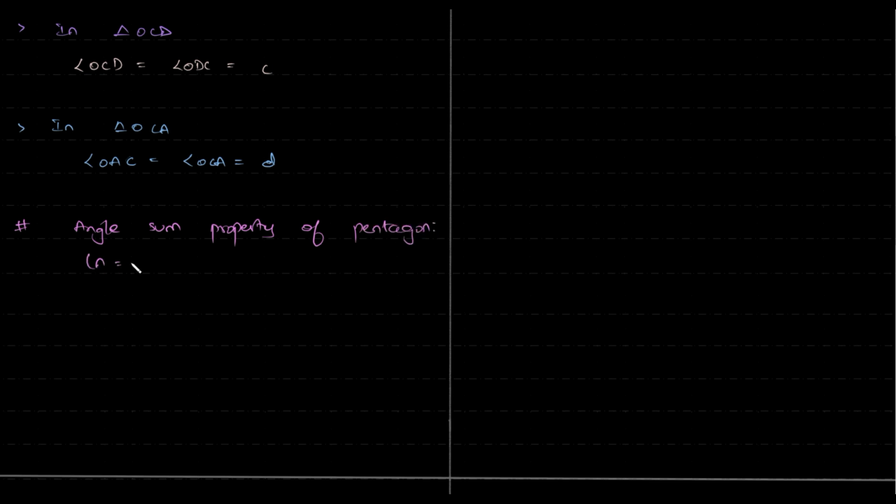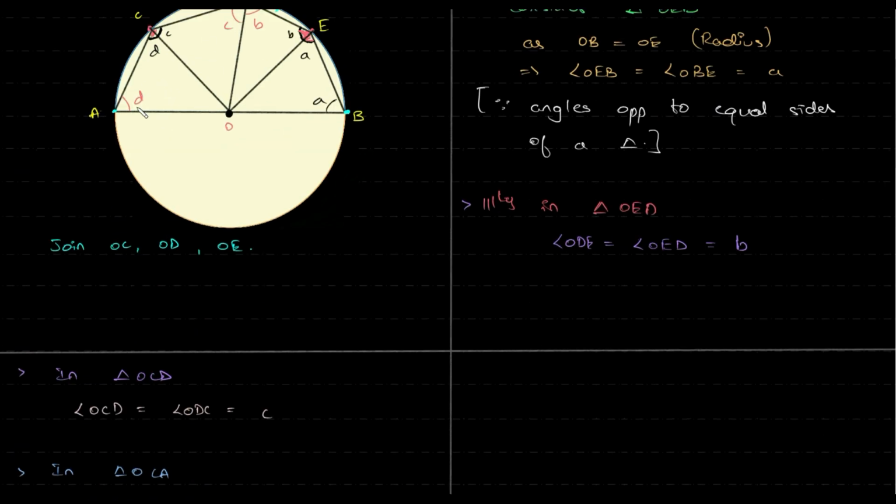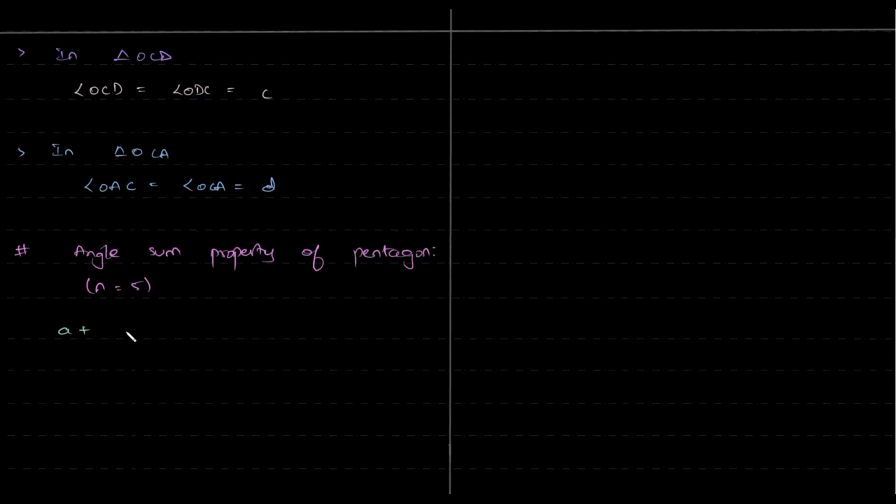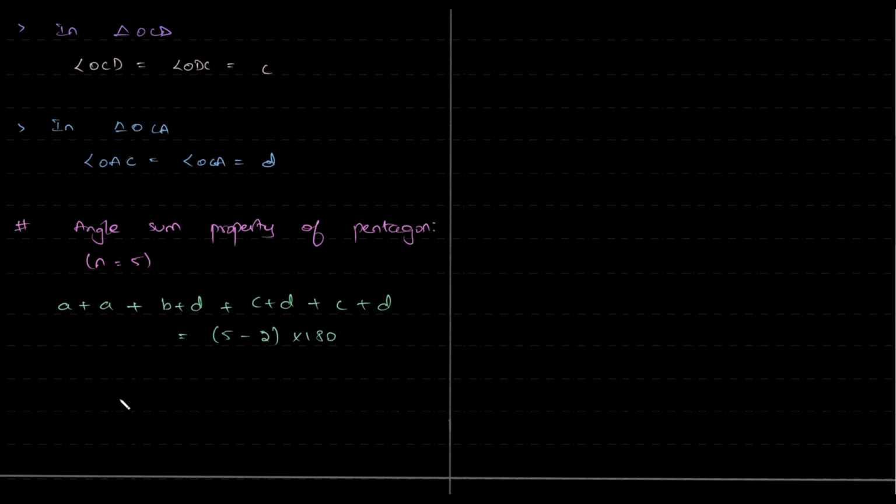Here we have n equal to 5. So therefore what do we have? We have angle A plus angle A plus B plus B plus C plus C plus D plus D, all these angles, equal to (5 minus 2) times 180. Don't multiply anything, we can keep it this way. And now all of this will be 2 times (A plus B plus C plus D).